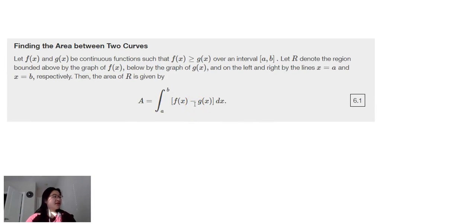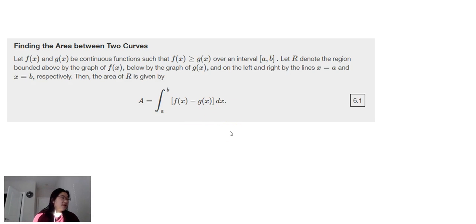So when we're finding the area between two curves, let f and g be continuous and therefore integrable functions such that f of x is greater than or equal to g of x over an interval from a to b. So f is the bigger function. Let R denote the region bounded above by the graph of f of x and below by the graph of g of x, and left and right by the lines x equals a and x equals b, respectively. Then your area is given by the definite integral from a to b of f of x minus g of x with respect to x.